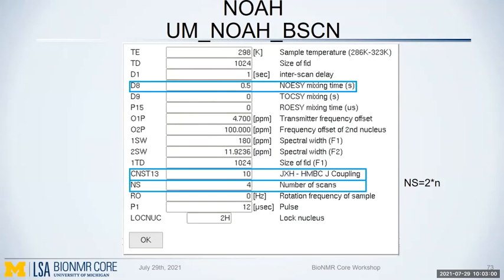And this one is the parameters for NOVA. For this specific example I gave you here, called BSCN, it can run HMBC, HSQC, COSY, and NOESY in just one experiment. So this one contains all the important parameters for those experiments. It contains the NOESY mixing time, and then the constant 13 for the HMBC J coupling. And also you can check the number of scans and, if you want, increase the number of scans to increase the sensitivity.